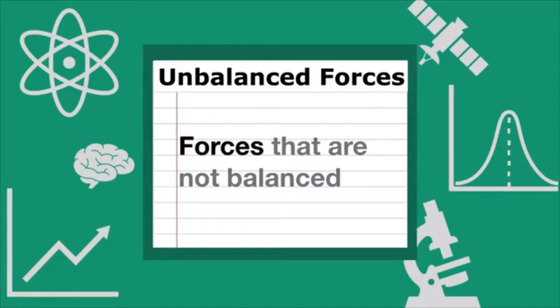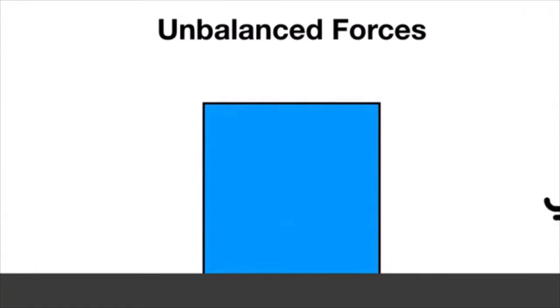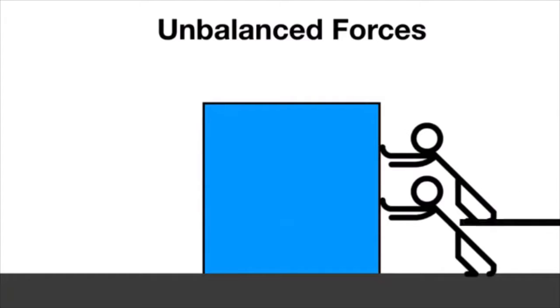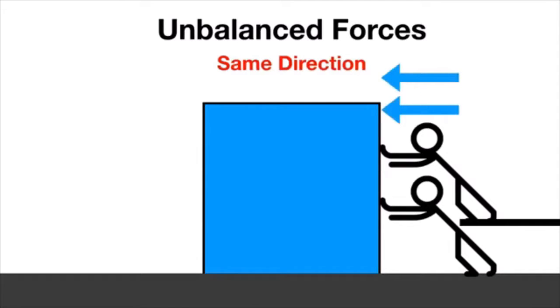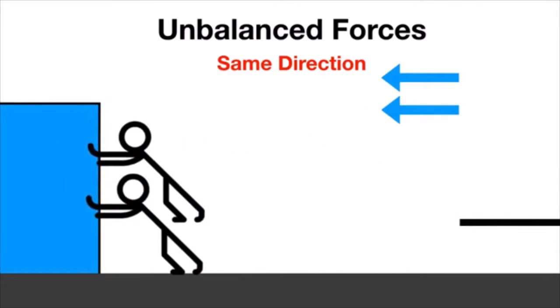In contrast, unbalanced forces are simply any forces that are not balanced. For example, if you push a box from one side and your friend comes to help you, you are now pushing in the same direction. When you push on the box, you will find that the box will definitely move in the same direction. So this is an example of unbalanced force. Your forces are not canceling out.